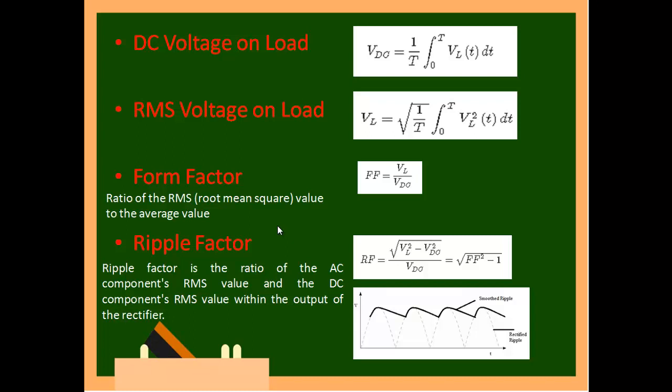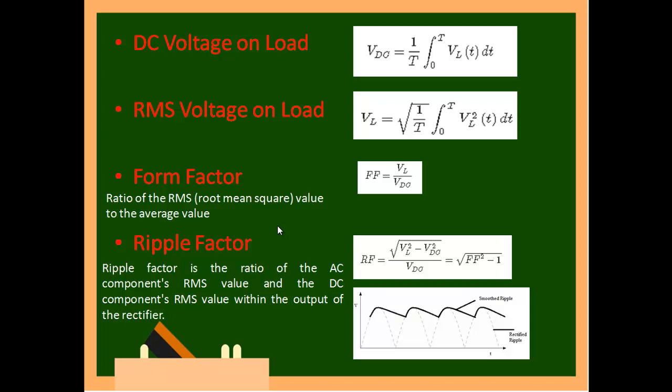Then comes form factor. Form factor is the ratio of the RMS value to the average value. At the top we have seen two quantities. From those two, you can tell what the form factor is. See, DC voltage, RMS voltage. When you compare these two, you get the form factor. So it is nothing but VL by VDC, where VL is the RMS voltage divided by VDC. That is called the form factor.